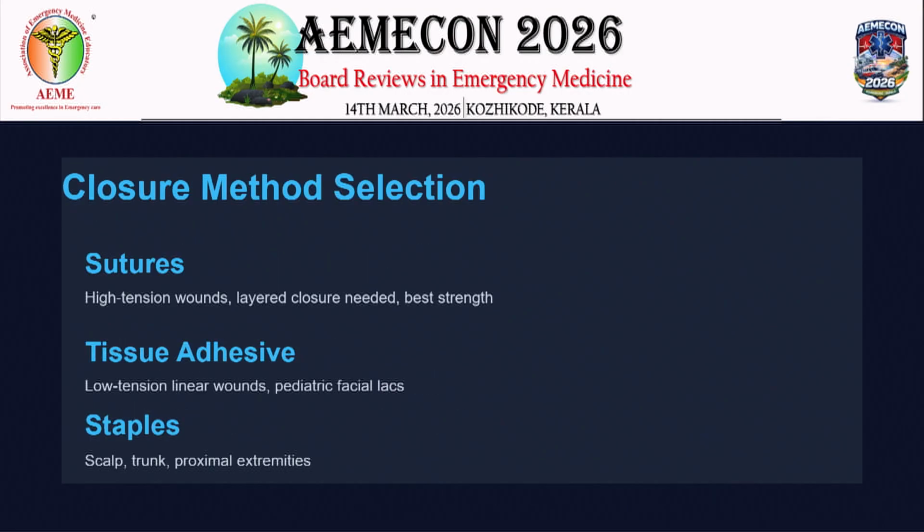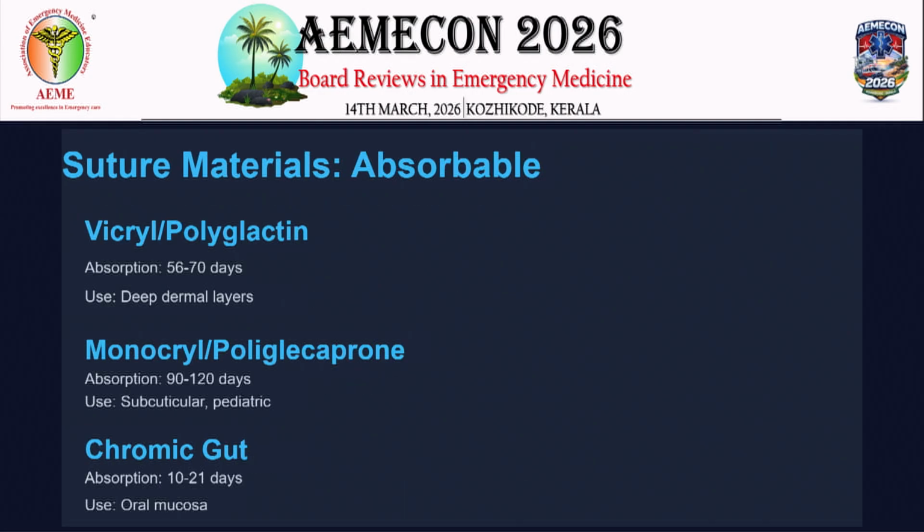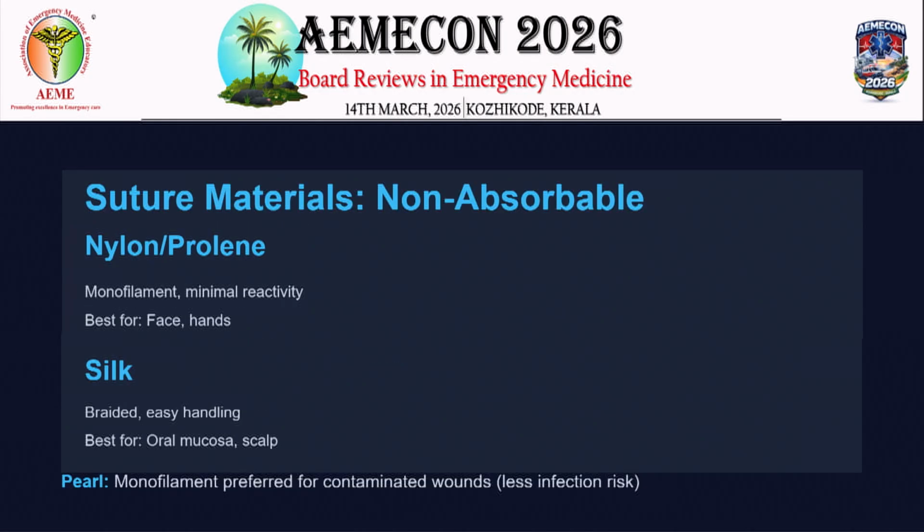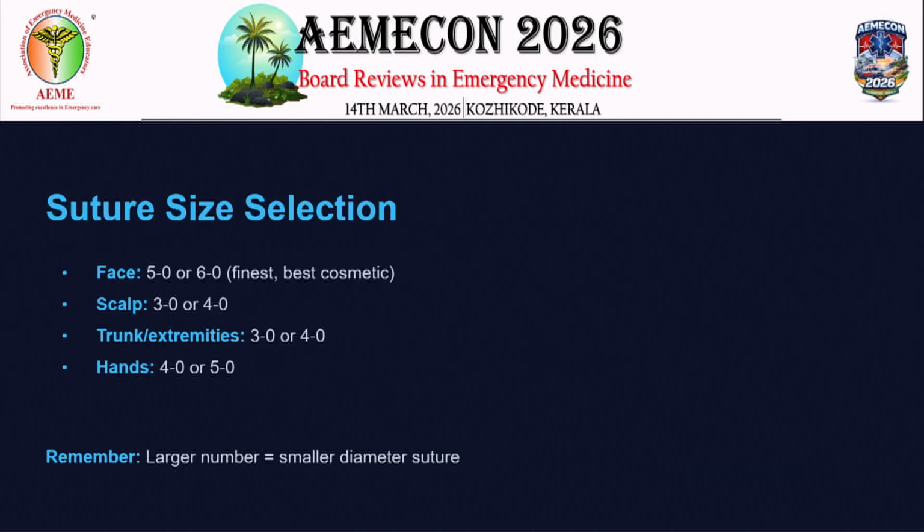So what are the different closure methods? We can use sutures, we can use tissue adhesive, and we can use staples. These are some kinds of suture materials. One is the absorbable suture material, which we generally use in a deeper layer when we are doing subcuticular or pediatric suturing and when we are suturing the oral mucosa. And these are some non-absorbable suture materials, which we use more for strength. One advice I'll give, monofilament are preferred for contaminated wounds because polyfilament suture materials have a high risk of causing infections later.